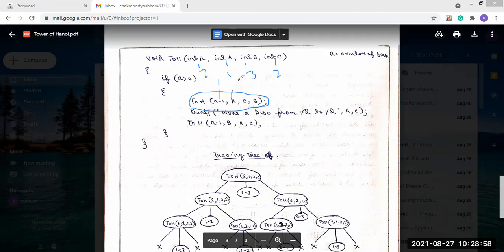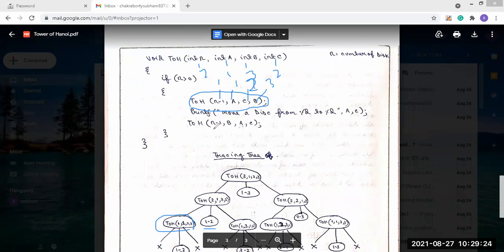Now what is the A value? A value is 1. C value is 2. B value is 3. So it will be Tower of Hanoi 1, comma 1, comma 2, comma 3. Then A and C will be printed. Now for A and C, what is the value? 1 and 2. So that's why this 1 and 2 is printed.